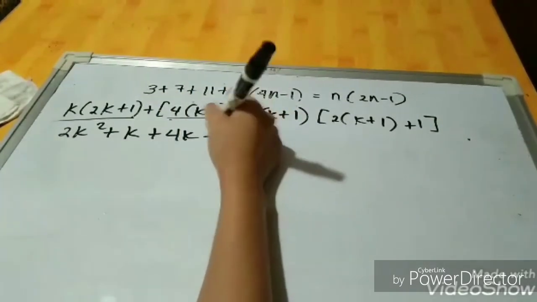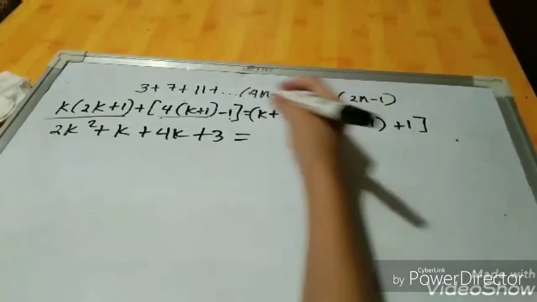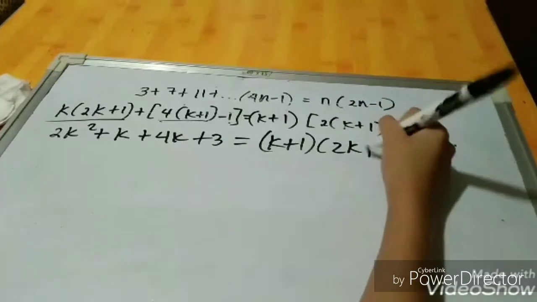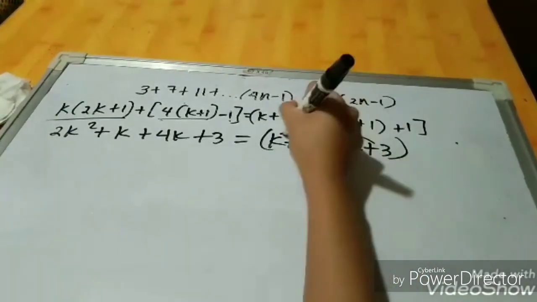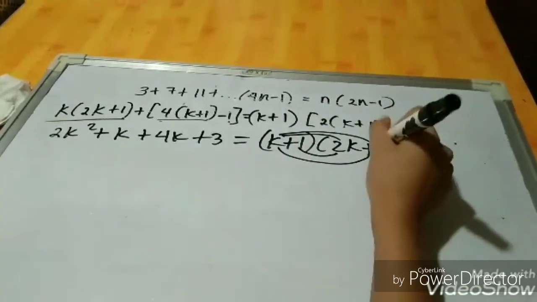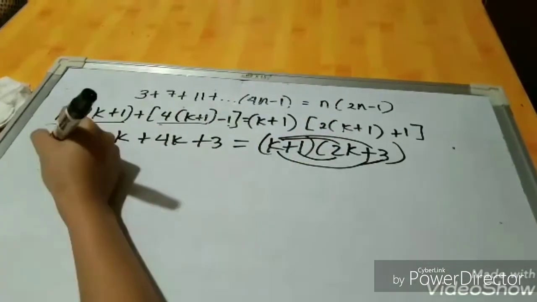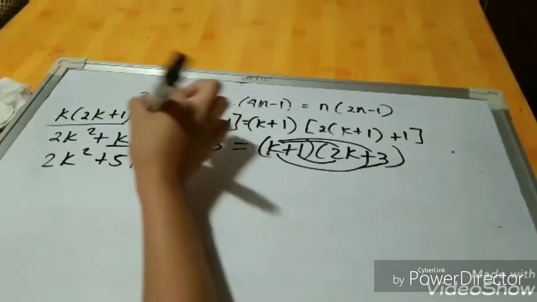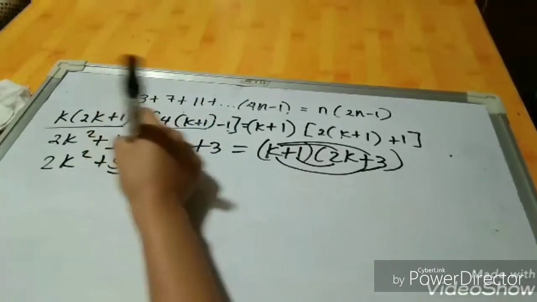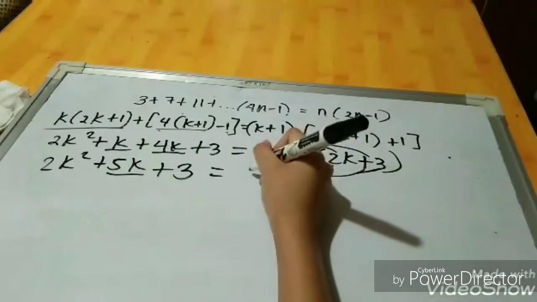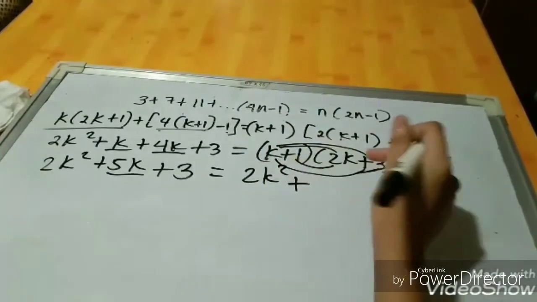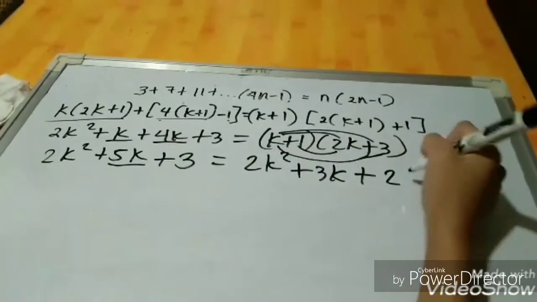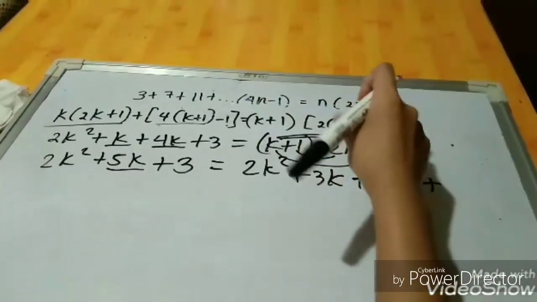4 minus 1 is equal to 3. Then, FOIL method. 2k squared plus 5k plus 3 is equal to 2k squared plus k plus 3k plus 3.